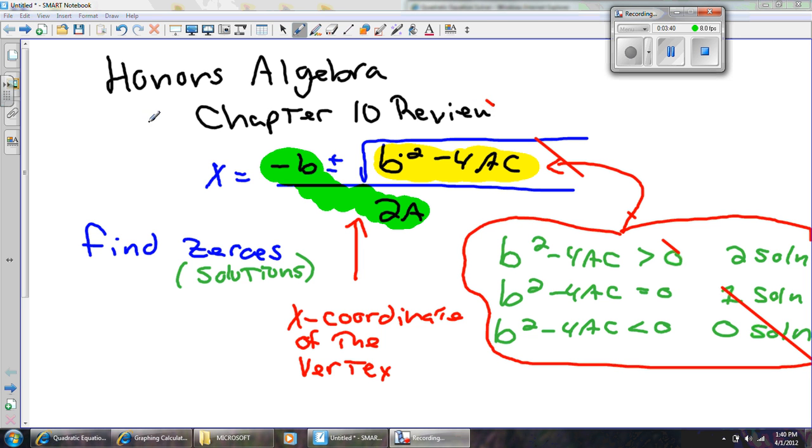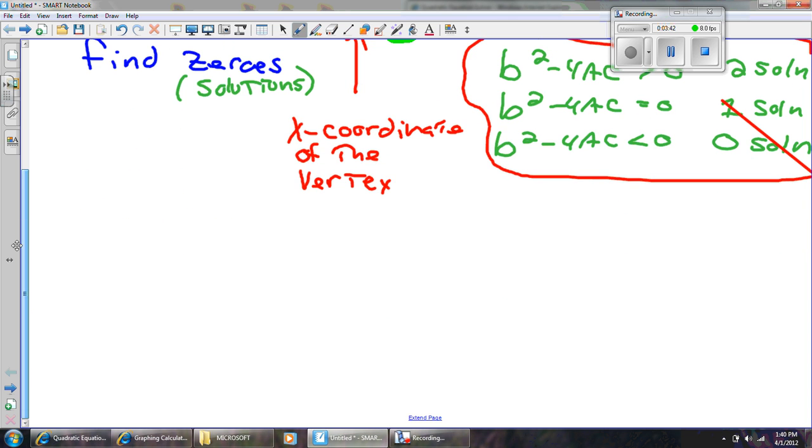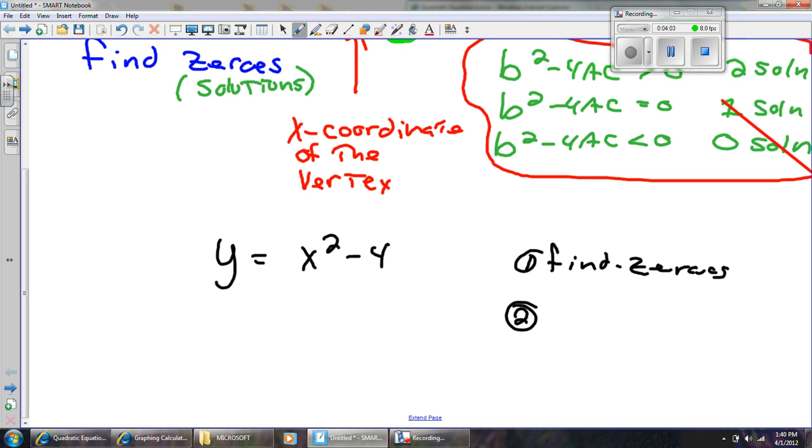So this formula is very, very powerful. Let's look at a real basic one here. Let's say we have an equation like this, y equals x squared minus 4. Now we're going to do a whole bunch of things with this one. We're going to find the zeros.